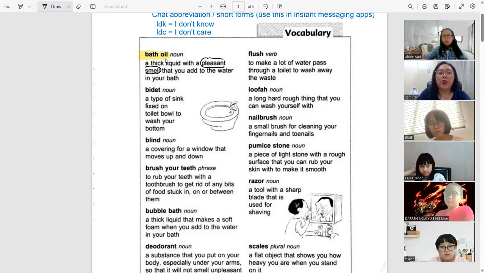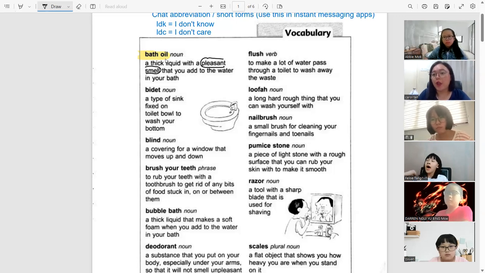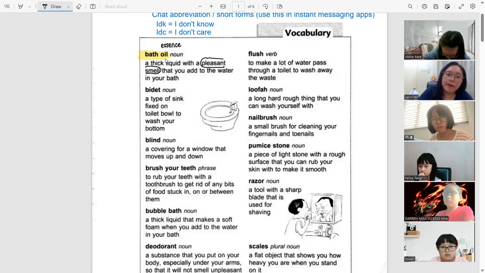So you all can write bath oil. You put the bath oil in the water. Or we can call this the bath essence. Everybody can write bath essence. In Chinese, essence is called 精华. Understand? It actually smells really nice.